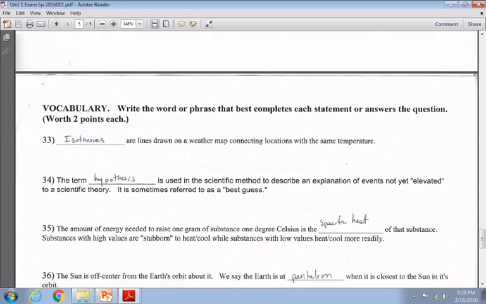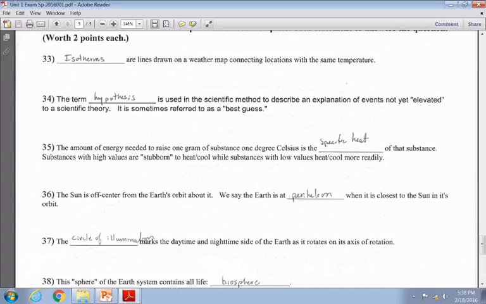And then vocabulary with 2 points apiece. For these and for the last ones, it's possible to get partial credit. I was after isotherms as contour lines drawn on a map to connect locations with the same temperature. Hypothesis is sometimes in the scientific method called the best guess. It kind of is a precursor to a theory. Question 35, I was after specific heat as the amount of energy needed to raise 1 gram of material up 1 degree Celsius.